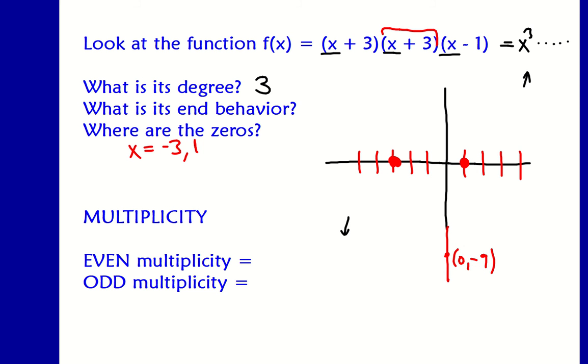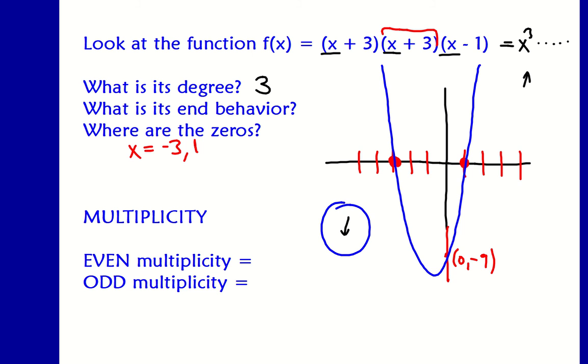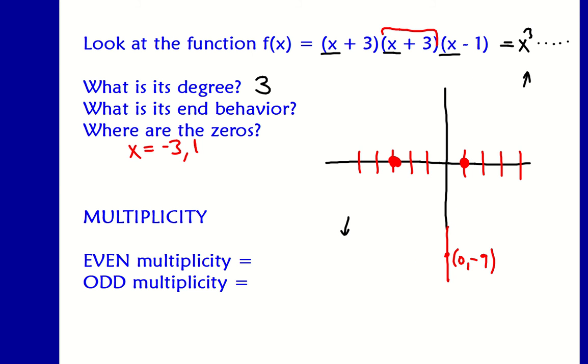So if I try what I did on the last problem, and I know that it starts up to the right, and it has to go through that, and has to hit that y-intercept, and then goes through that one, I end up not getting what I need because it ends up going up on both sides, and I know that it's got to go down to the left. So something has to be off here, and that's where we can use multiplicity.